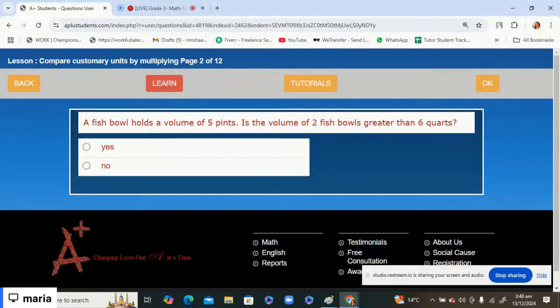A fish bowl holds a volume of 5 pints. Is the volume of 2 fish bowls greater than 6 quarts? So first of all, multiply 5 pints with the volume of 2 fish bowls and then multiply with the 6 quarts. Check it out. Which answer is greater?